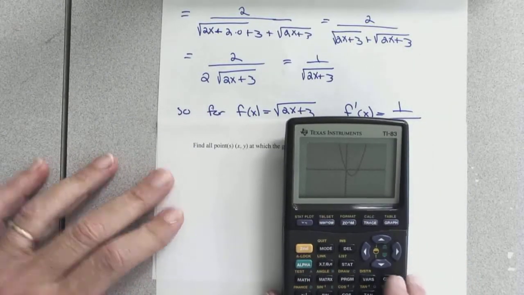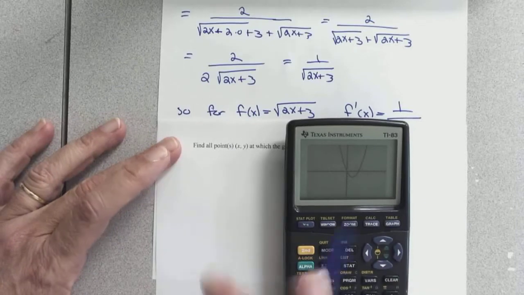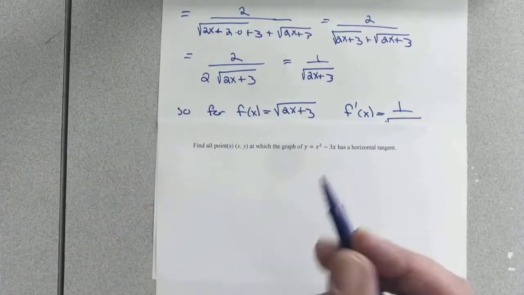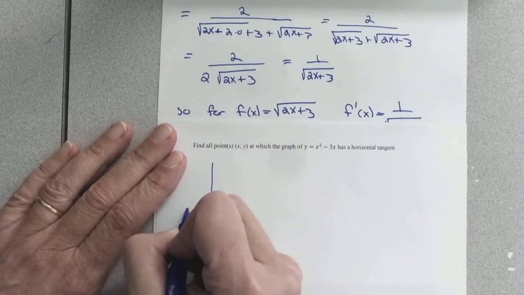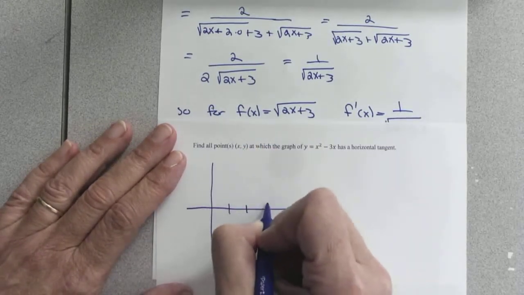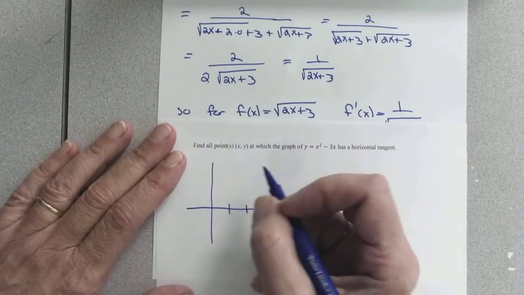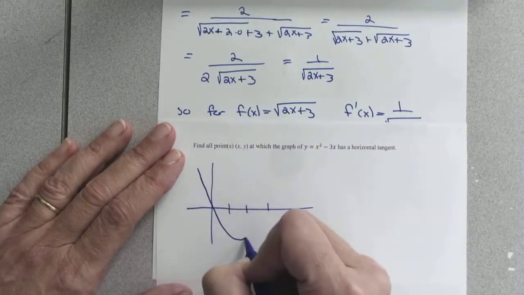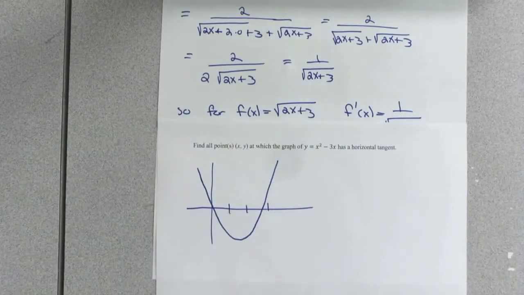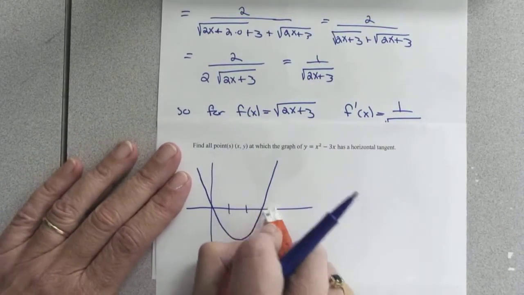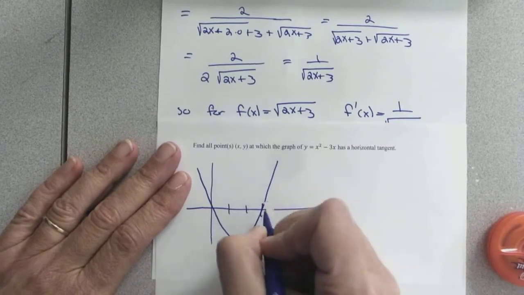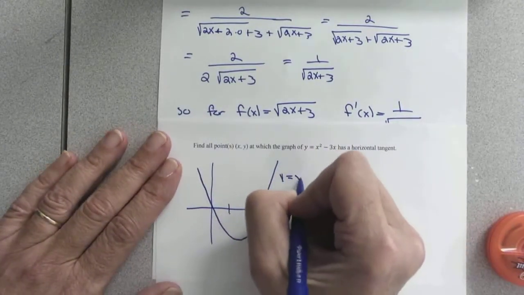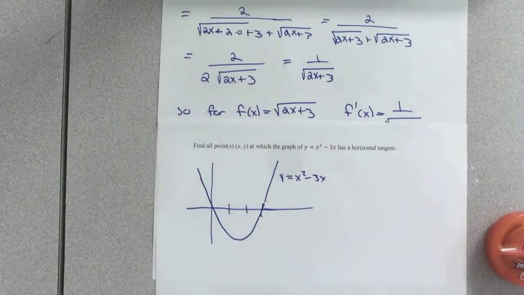And so what it's asking us, I'm going to copy the picture really quickly. The picture looks something like this, 1, 2, 3. I'm drawing a horrible picture. Something like that, but it actually looks like it goes through 3 there, so we'll redo it. So that's y equals x squared minus 3x.